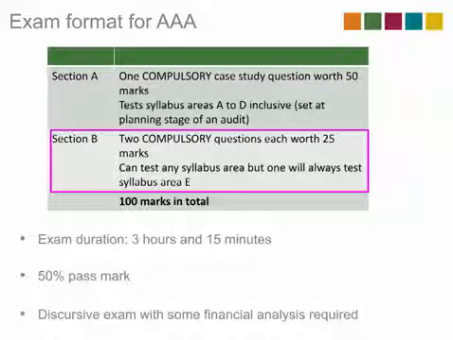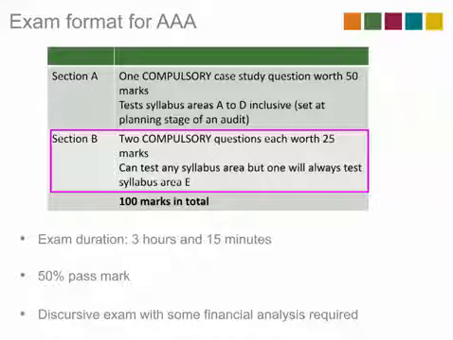The remaining 50 marks of the exam will be split equally between 2 compulsory questions, each worth 25 marks. So as you can see here, there are no optional questions within this exam. And these questions can test any syllabus area, but we know that one will always test Syllabus Area E, which is about completion, review and reporting. So you'll need to make sure that you are prepared for that within your preparation for the exam.